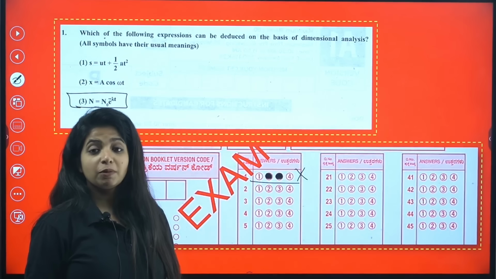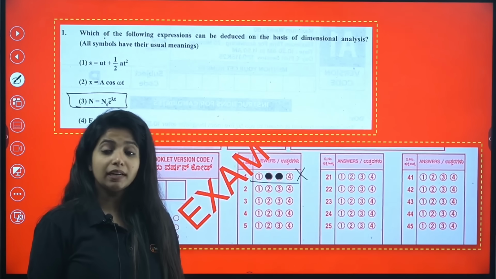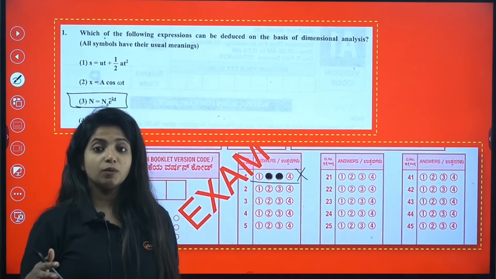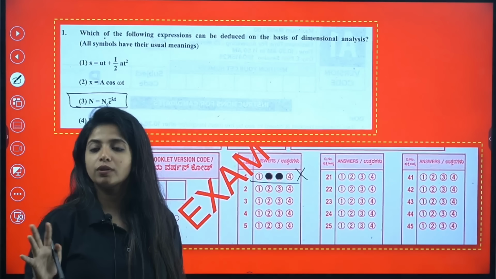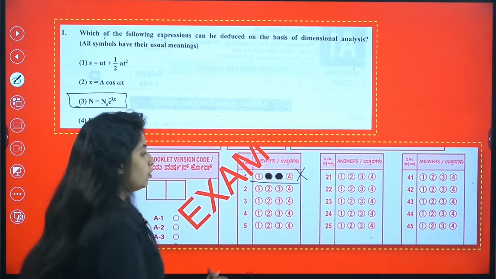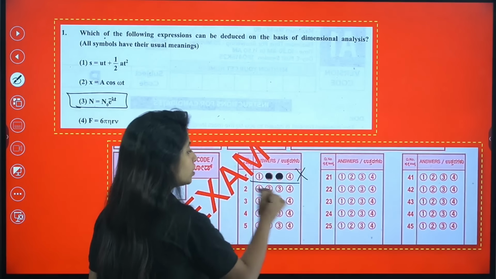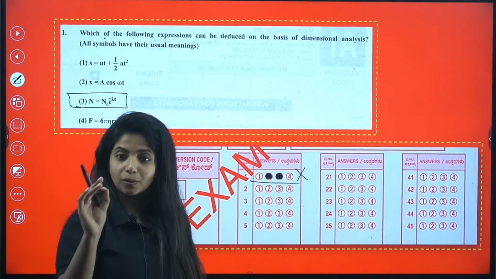Cool. Now, some people will say, okay, I wanted to make it invalid. I do not want to give a wrong answer because it gives negative marking. In KCET, there is no negative marking. So if at all you do not know the answer, just leave it. If at all you do not know this particular question, leave it. Go to the next question. That is the best way out.